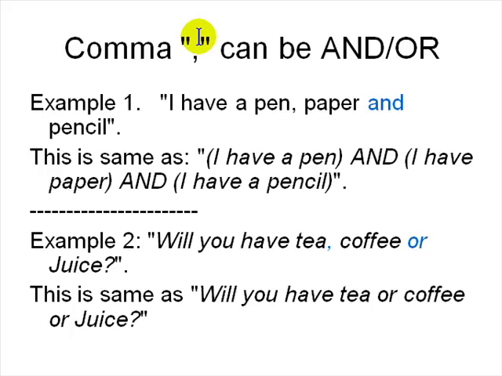Let's look at the comma operator. I have a pen, paper and pencil. This actually means I have a pen and I have a paper and I have a pencil. So the comma becomes an "and" operator in the first. In the second example, will you have tea, coffee or juice? This is the same as will you have tea or will you have coffee or will you have juice? So in this case you can see this comma became an "or".